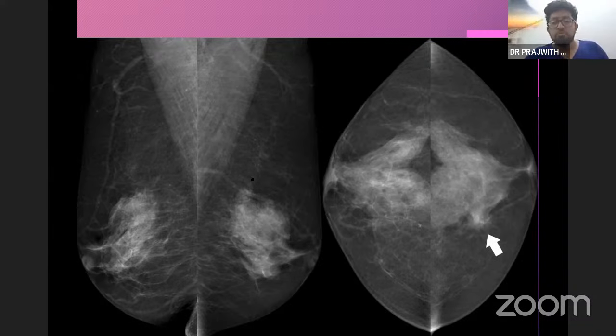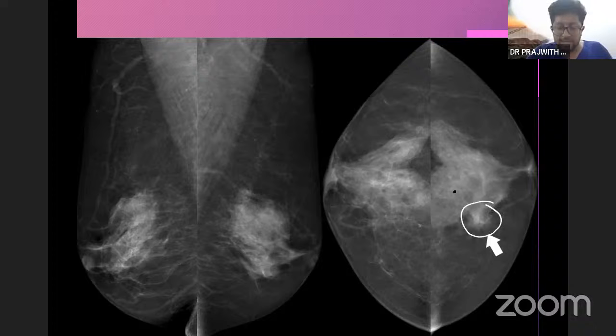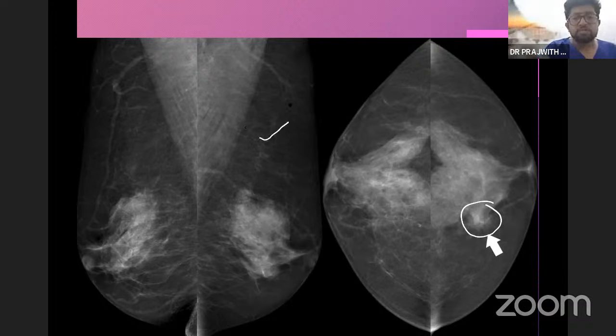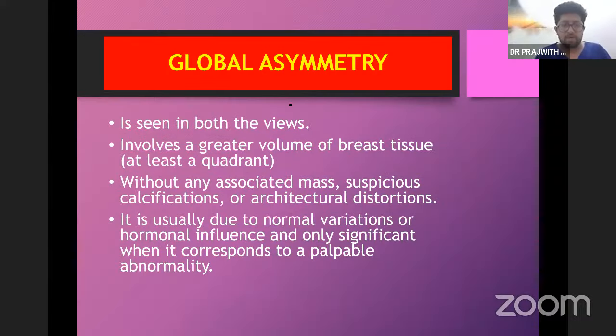So that's how we can remove the term asymmetry sometimes. This is a lesion, a hyperdensity that I'm seeing in the inner aspect of the left breast, but in the mediolateral oblique view, I cannot see that lesion. I consider it as asymmetry. Okay, that is a simple asymmetry. These are all coming under asymmetric breast findings.